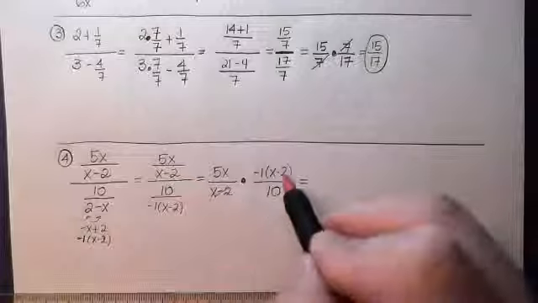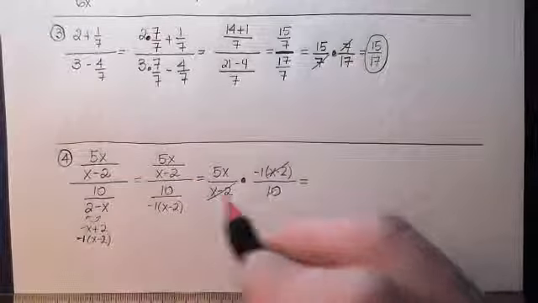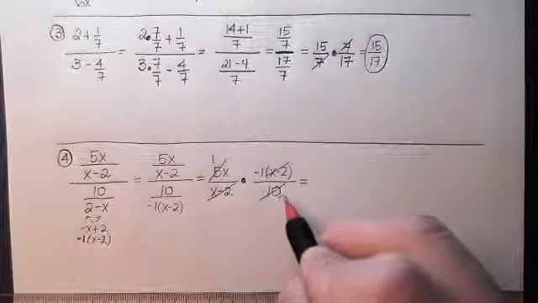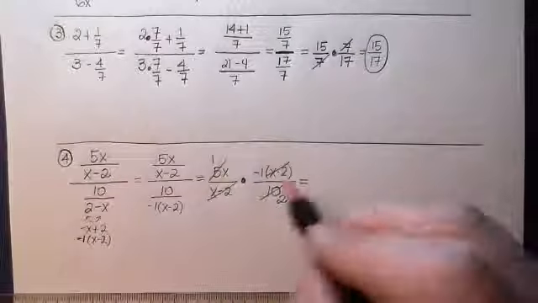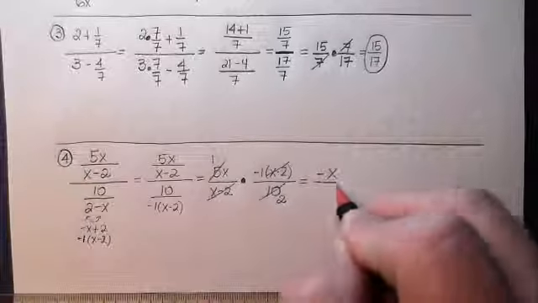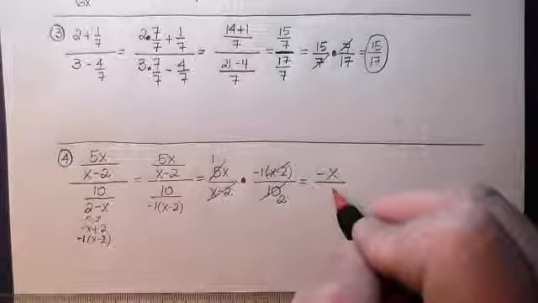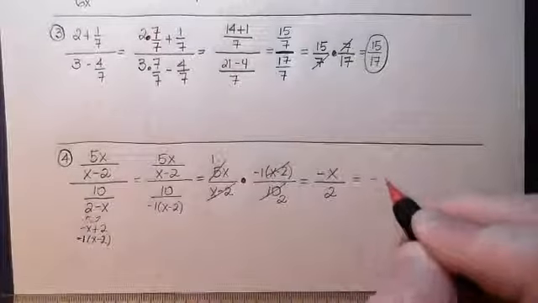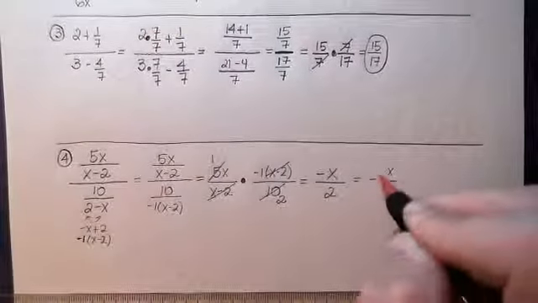So x minus 2 goes away. The 10 cancels with the 5. 5 goes into 5 one time. 5 goes into 10 two times. So on the top I have negative 1x, or negative x. And on the bottom I have just a 2. So that means my final answer is negative x over 2.